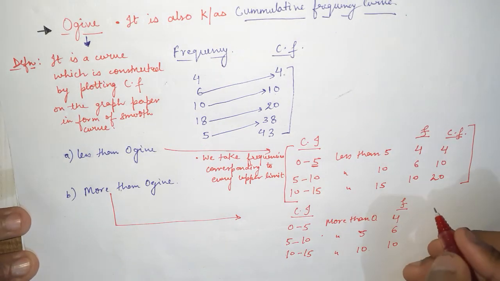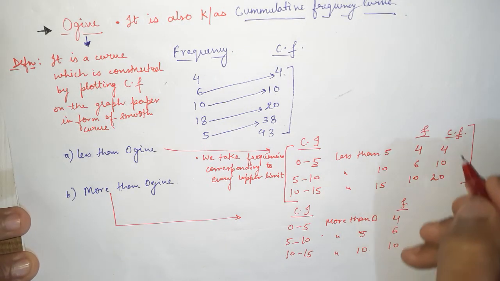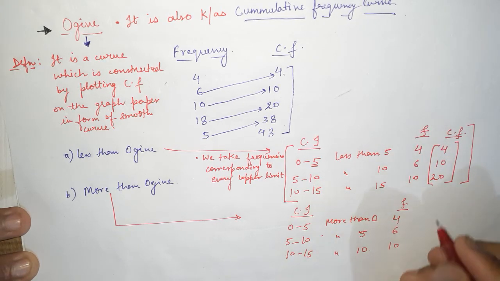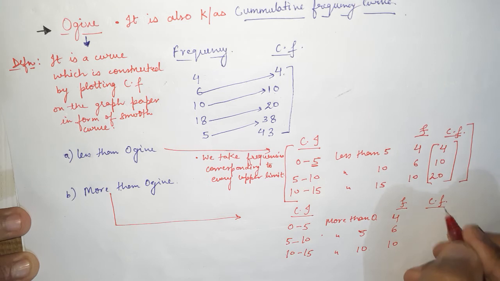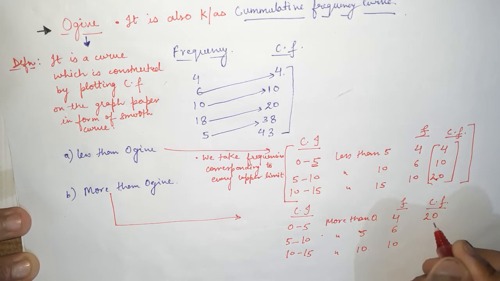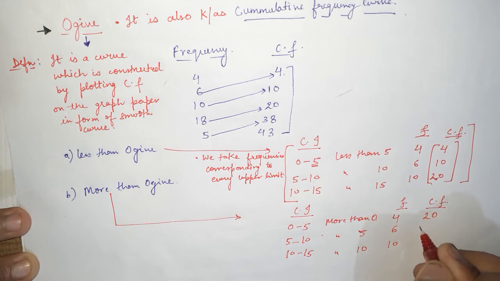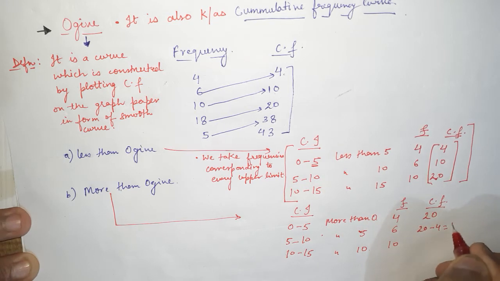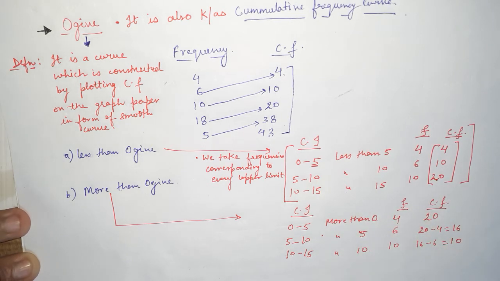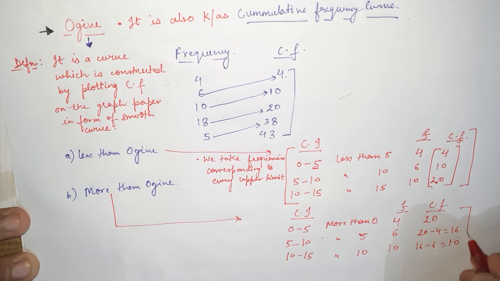And when we talk about cumulative frequency, what will be plotted? The same cumulative frequency we will take, but in reverse form. The cumulative frequency will be like this: first is 20, from the last I will start. So 20, then 20 minus 4, it will be 16, then 16 minus 6, it will be 10, like that. Okay, so like this we are going to plot in more than ogive.